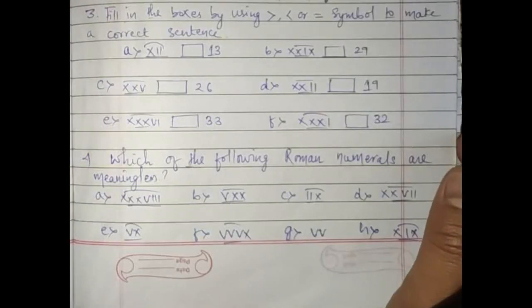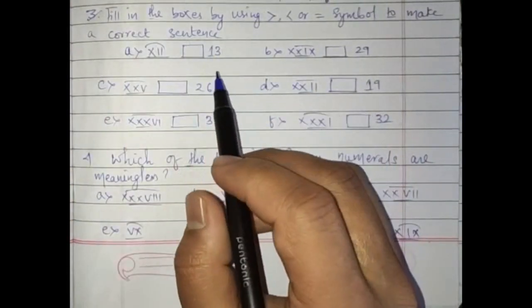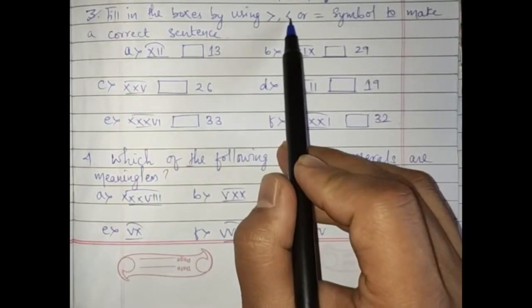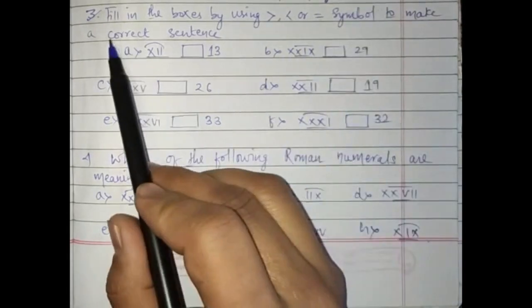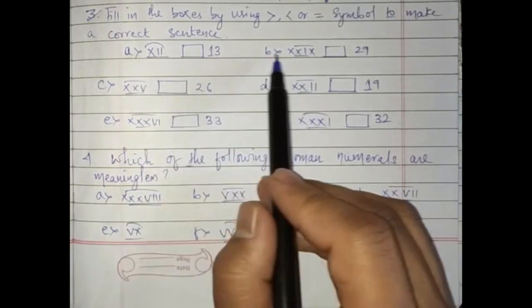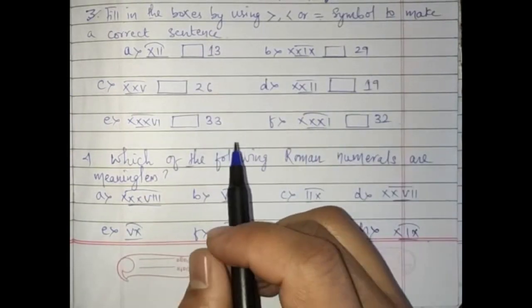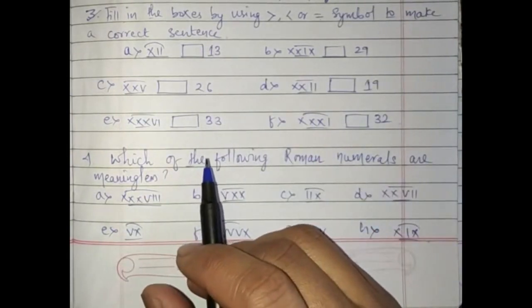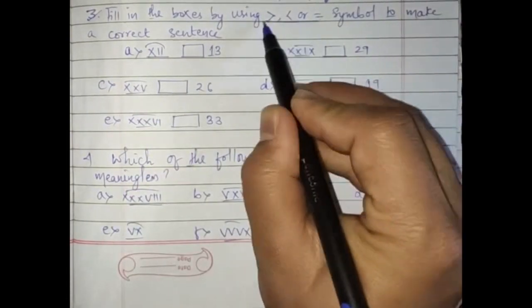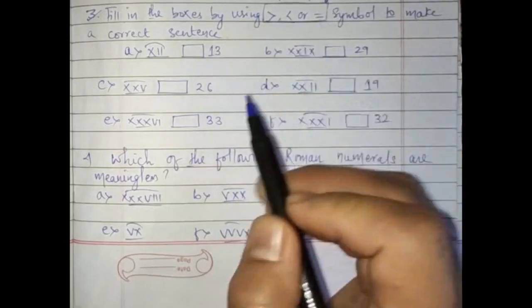Moving on to the next question, that is question number 3 from self practice 2. Fill in the boxes using greater than, less than or equal to symbol to make a correct sentence. You have to identify which one is bigger, which one is smaller, and which one is equal, and choose the symbol for greater than, less than or equal to.